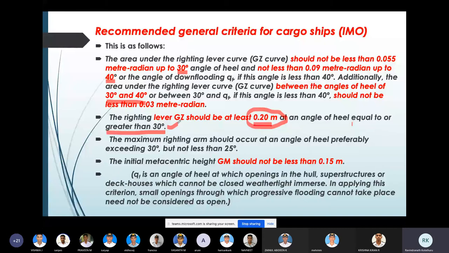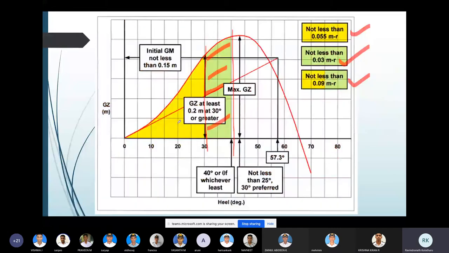To find out that value, we go to the graph at 30 degrees, you drop a vertical, and from there you try to find out the value of GZ. Here GZ values will be given to you at each interval. When you find out the GZ value, it has to be a minimum of 0.2 meters. At 30 degree, you have to measure it. GZ at least 0.2 meters at 30 degree or greater. So you're measuring at 30 degree angle of heel, and when you measure that, it has to be 0.2 meters.